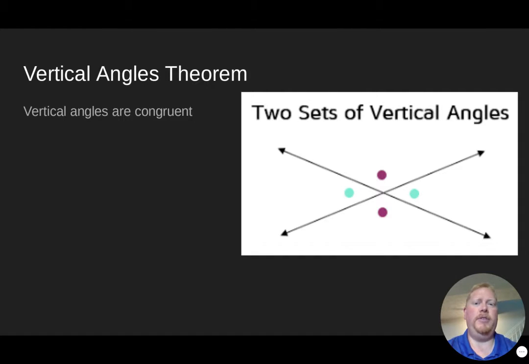And another very common theorem that we use is the vertical angles theorem, where the vertical angles are directly across from each other. So the two purple angles are vertical. The two teal angles are also vertical. And a key thing with that is as soon as you see a situation like this where there's vertical angles, you can automatically say this angle is congruent to this angle because of vertical angles. Okay? Very common things that we can do.